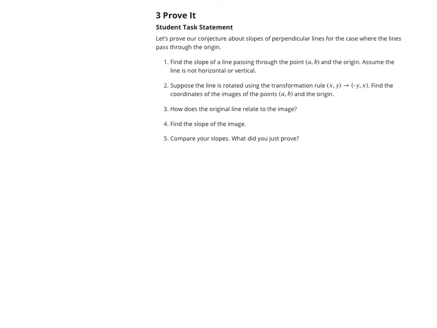Prove it. So the student task statement says, let's prove our conjecture about slopes of perpendicular lines for the cases where the lines pass through the origin. Those are the easiest cases. So find the slope of a line passing through point AB and the origin. Assume the line is not horizontal or vertical.